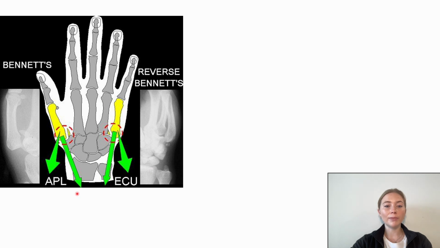So like we talked about with the Bennett fracture, having the APL, the abductor pollicis longus, pulling on the fracture segment. For the reverse Bennett, you have one of the extensor tendons, the extensor carpi ulnaris, or ECU, that exerts force on the fracture segment and can cause displacement and dislocation of the joint because it does extend into the joint space there. And this makes it a very unstable fracture and often will require surgical management.